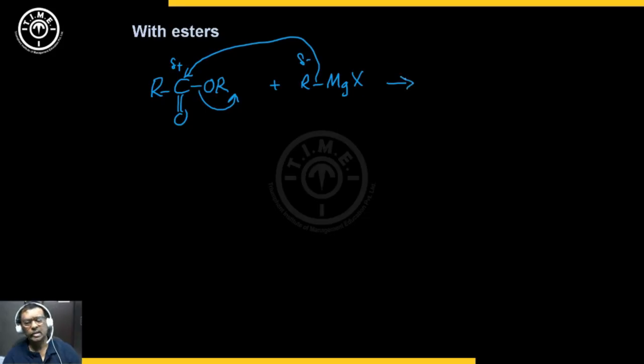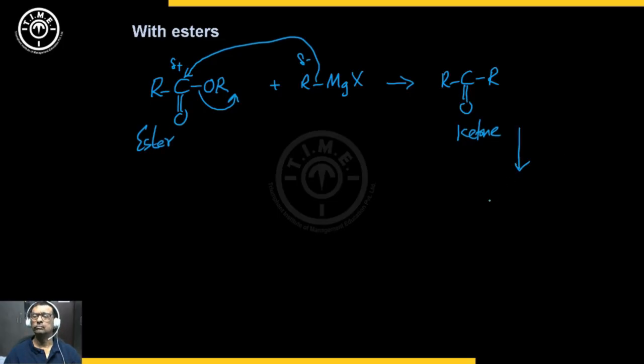Between acid derivatives, acid chloride has the maximum reactivity with a nucleophile. So acid chlorides, followed by acid anhydrides, followed by esters, can react with a nucleophile and undergo nucleophilic substitution. So what is going to happen? You're going to have R C double bond O R. So this is a ketone now. So when we started with an ester, we get a ketone, and that ketone will give tertiary alcohol.